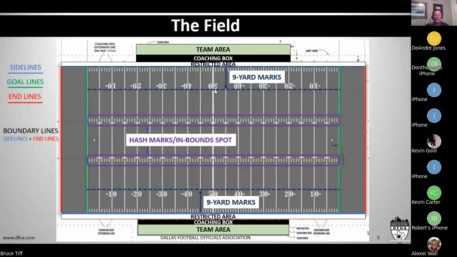There is a term called the boundary lines, and that's simply what the lines are, the sidelines and the end lines. So the lines that go all the way around the complete field, to include the end zones and the sidelines.